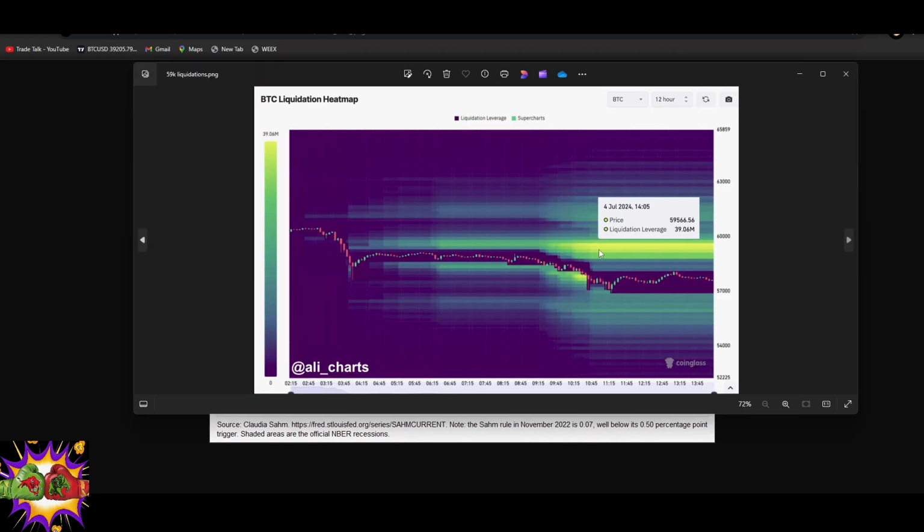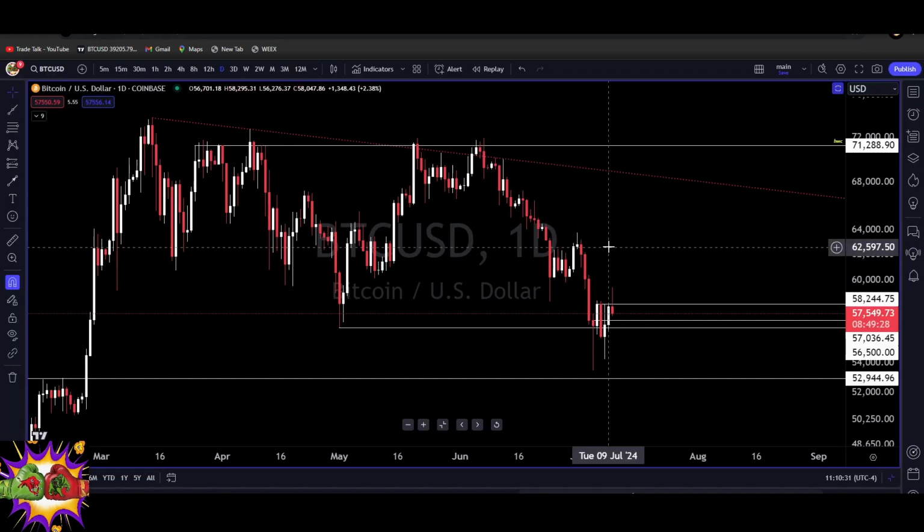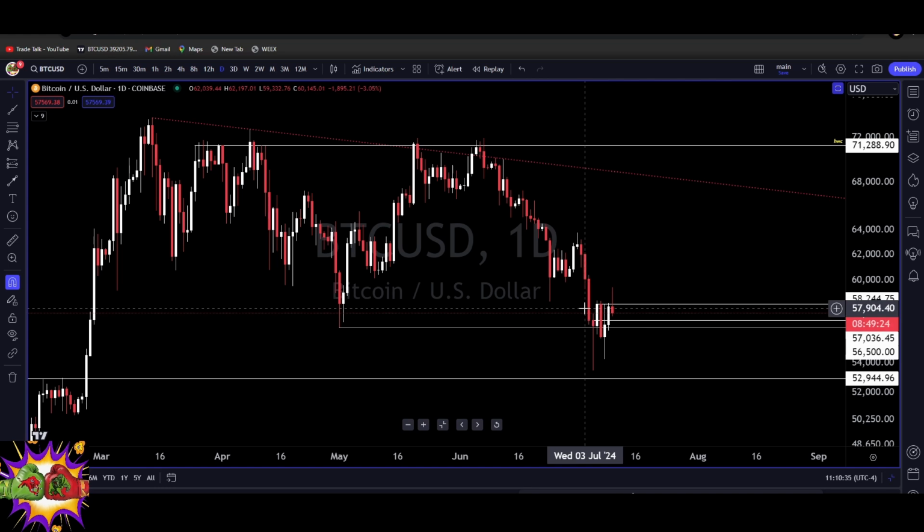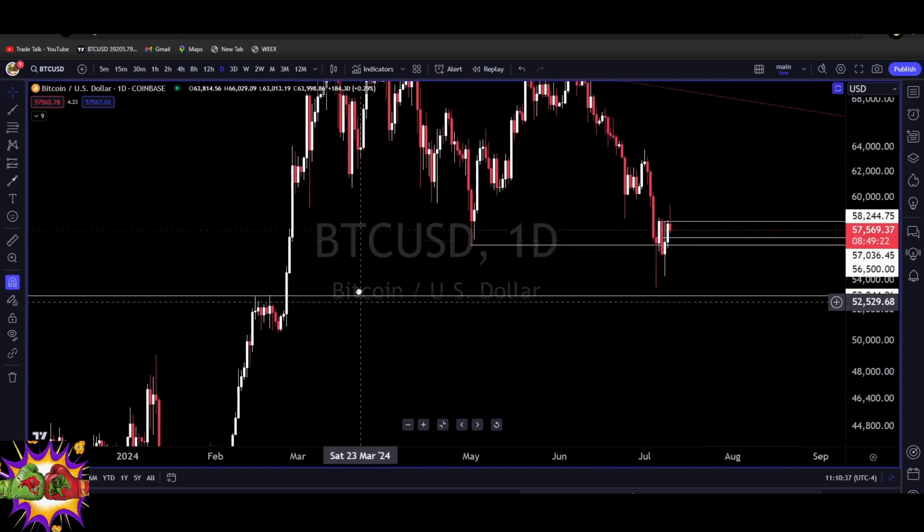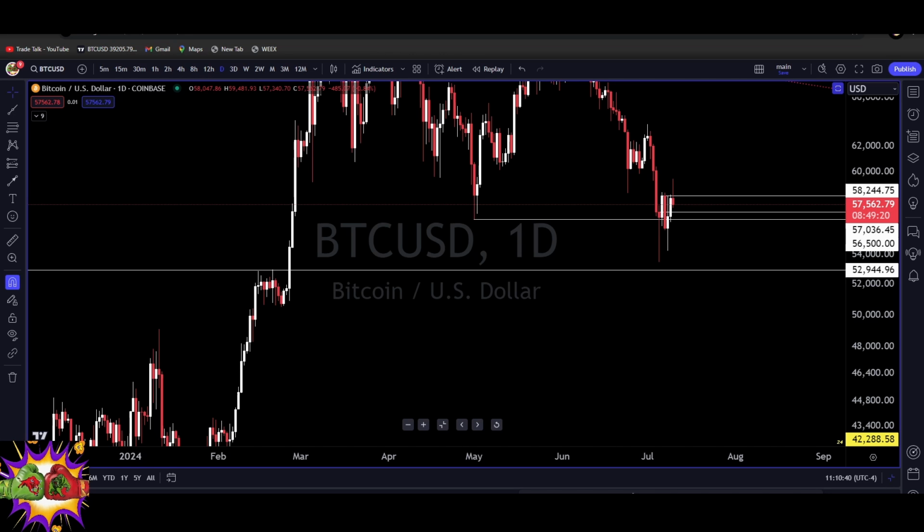When Bitcoin had broken down through this area, a lot of people were assuming that Bitcoin was going to come down and retest this price action in here and maybe even liquidate that low.